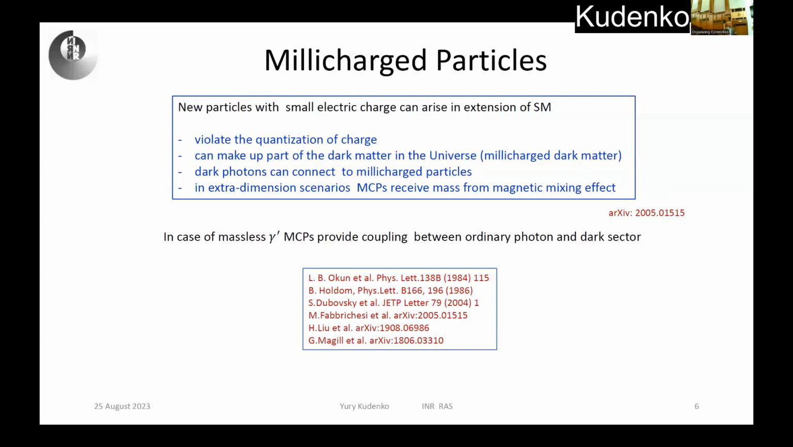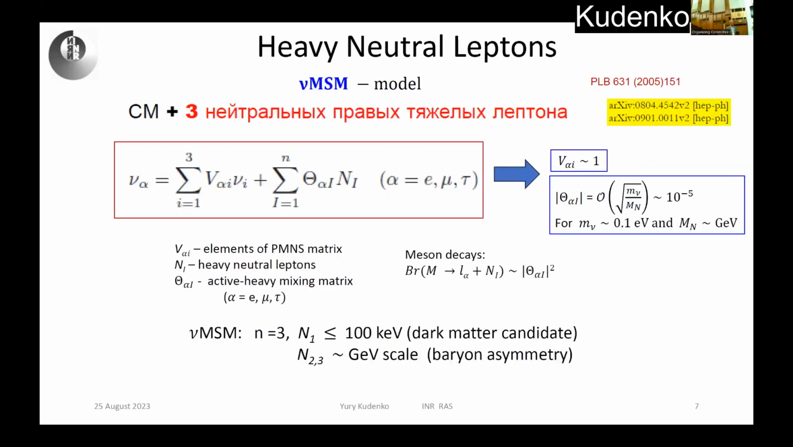Then about milli-charged particles, they were introduced quite a long time ago in a paper by Okun. Why are they important? Because they can violate charge quantization. They can be part of dark matter, so-called milli-charged dark matter. Dark photons can connect to milli-charged particles, and an important limit is when dark photons have very small or even zero mass, and of course some extra dimensions. If they exist, they can provide coupling between the ordinary photon and the dark sector. That's also an important part of this portal.